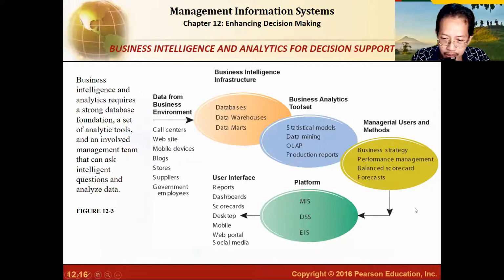And how do you do that? You use these types of platforms. So the business analytics toolset might be in the MIS, the management information system, the decision support system, or the executive information system. Now, then you can see here the DSS, for instance. It houses the databases, it houses the data warehouse, and then it might be using OLAP, online analytical processing systems, for analyzing the data. And then these systems would have a user interface.